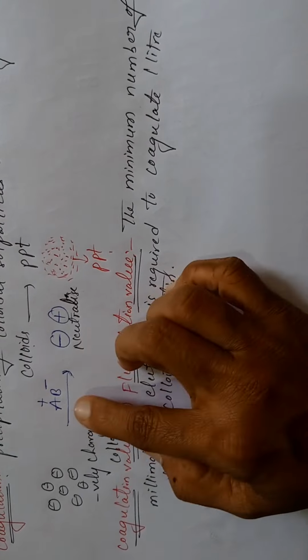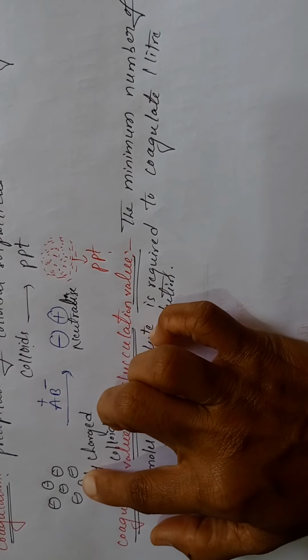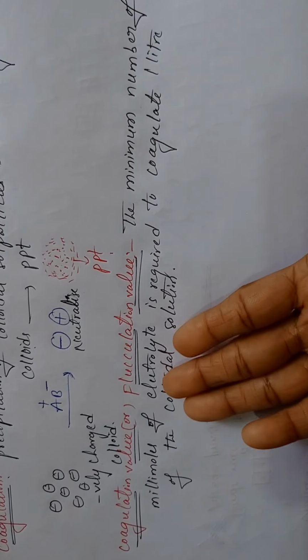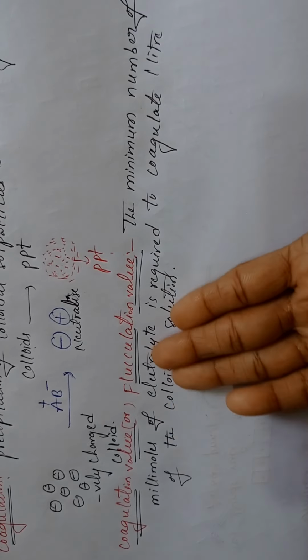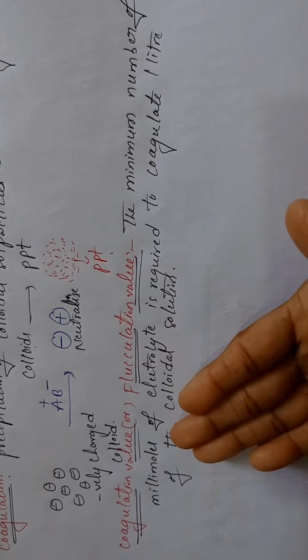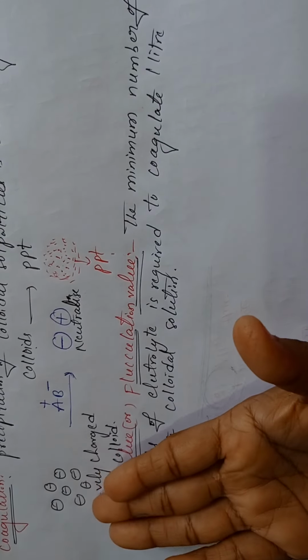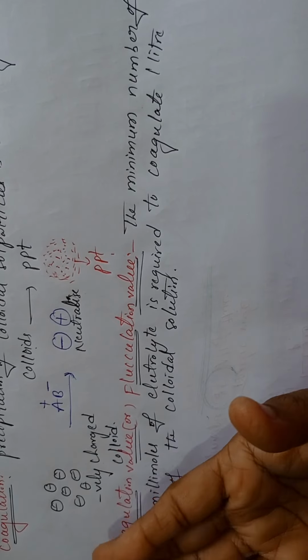Here we understood that by the addition of electrolyte, the colloidal particles convert into precipitate. So how much amount of electrolyte? That means the minimum number of millimoles of electrolyte. Now, how many millimoles of electrolyte is required to coagulate 1 liter of the colloidal solution you are taking? Are you clear?